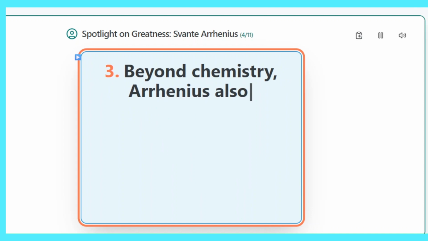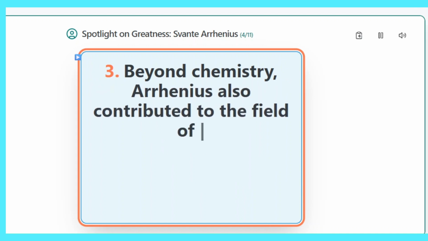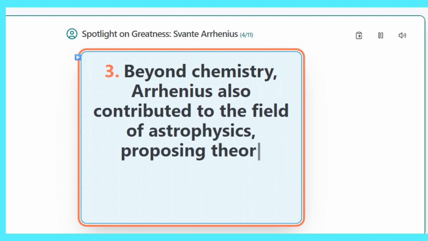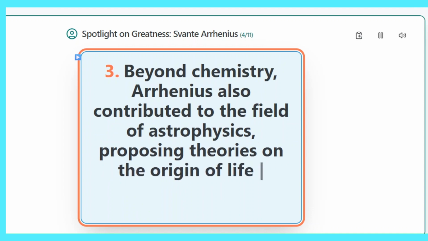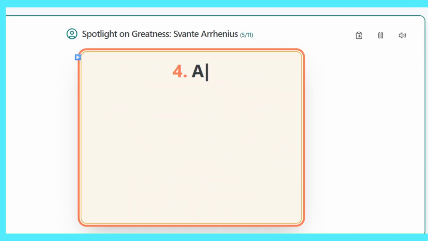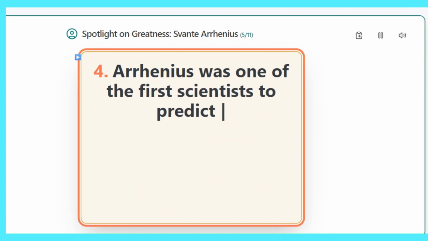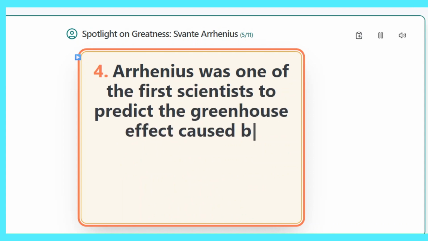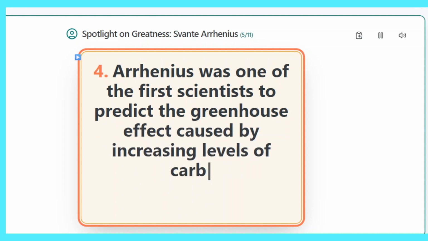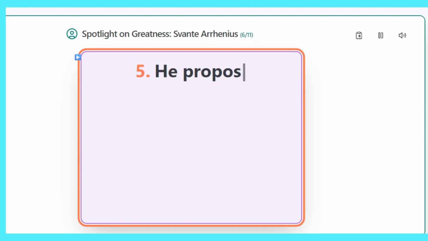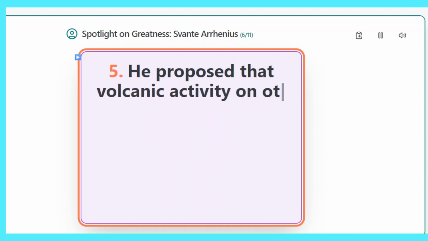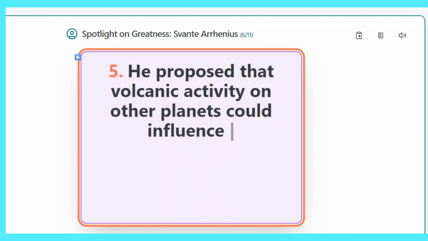Beyond chemistry, Arrhenius also contributed to the field of astrophysics, proposing theories on the origin of life on Earth through panspermia. Arrhenius was one of the first scientists to predict the greenhouse effect caused by increasing levels of carbon dioxide in the atmosphere. He proposed that volcanic activity on other planets could influence their temperature and climate.